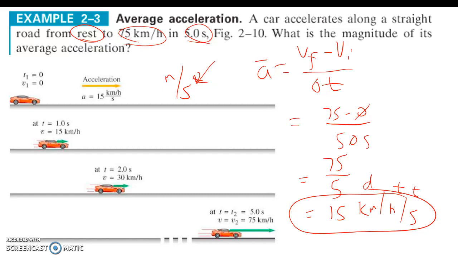If we go kilometers per hour squared, we have to convert seconds to hours, which makes this number different and a lot less. So just make sure you keep your units distance over time over time, and you'll be okay.